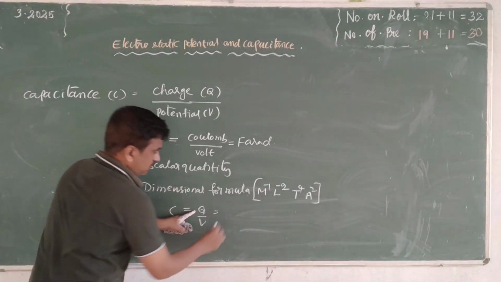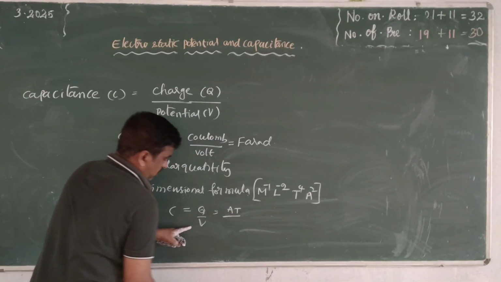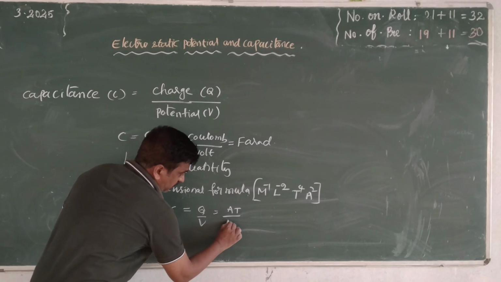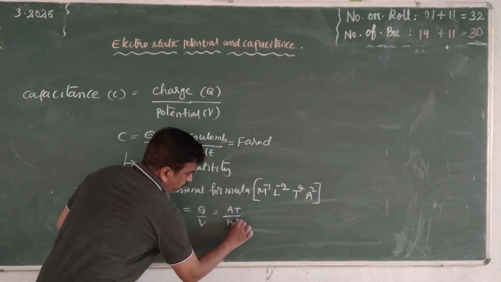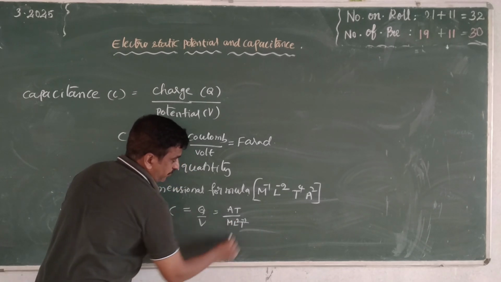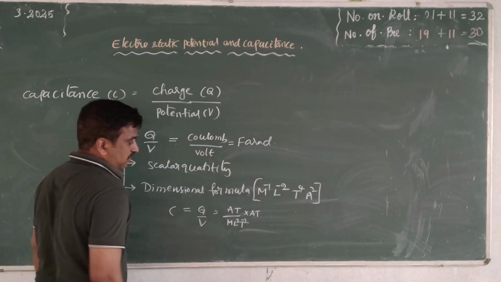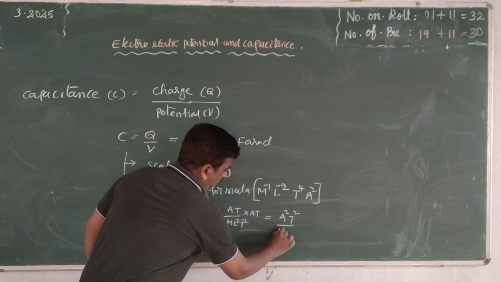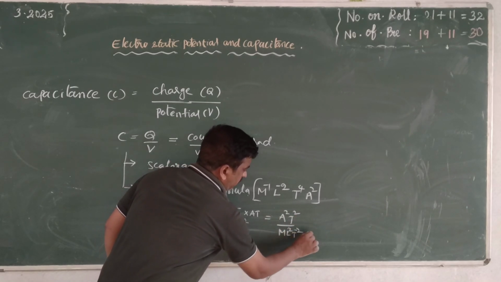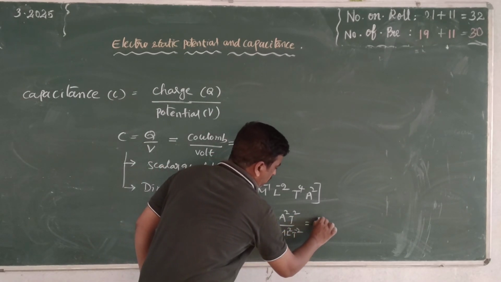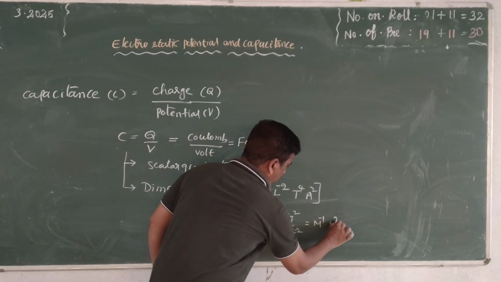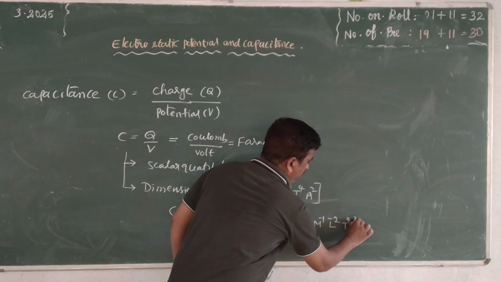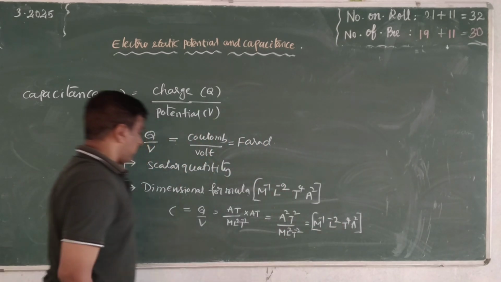Q is charge, and charge is A into T. Potential is work by charge, which means M L power 2 T power minus 2 divided by A into T. So we can write A square T square by M L power 2 T power minus 2. It changes to M power minus 1 L power minus 2 T power 4 A power 2. It is the dimensional formula for capacitance.